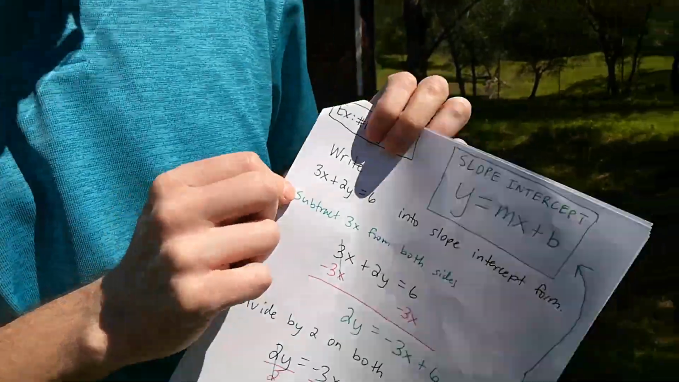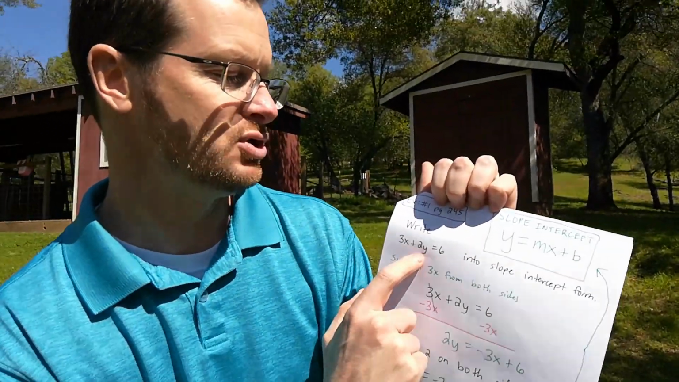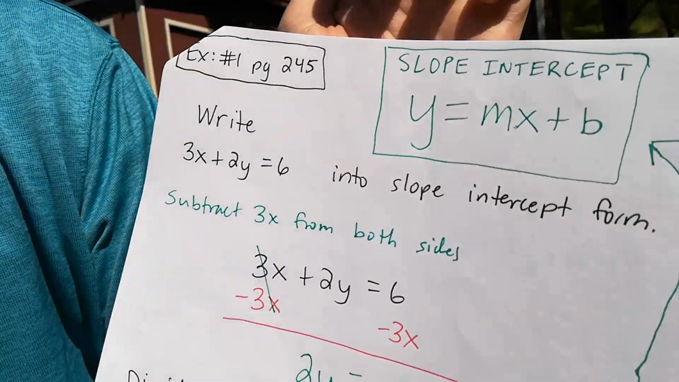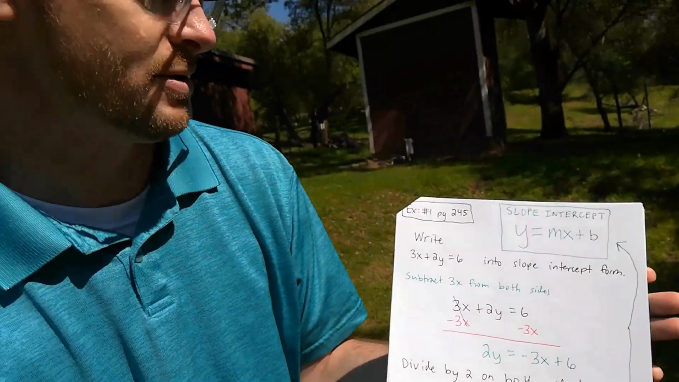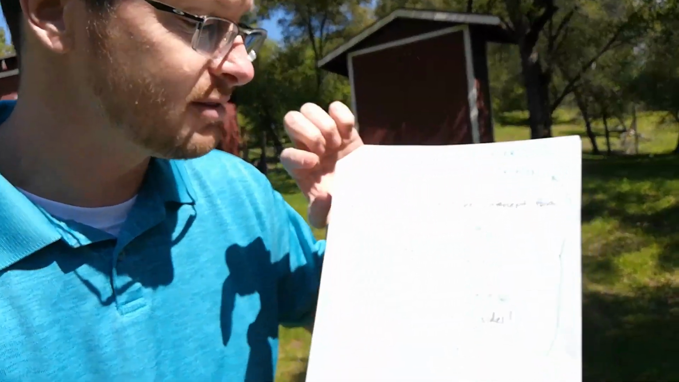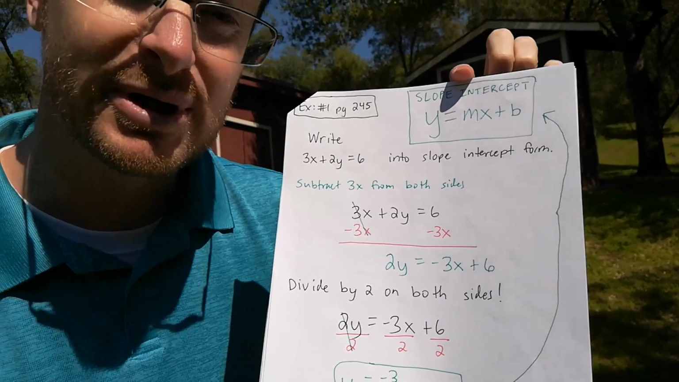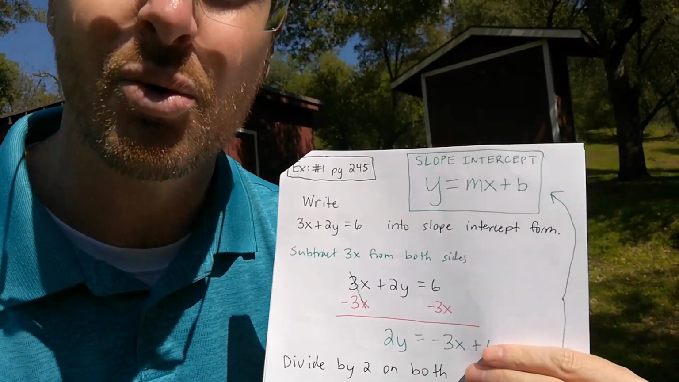So the first equation is 3x plus 2y equals 6. You need to zoom in on that. Okay, good. 3x plus 2y equals 6. We need to turn this equation into y equals mx plus b, which means we have to solve for y. We have to get y all by itself.